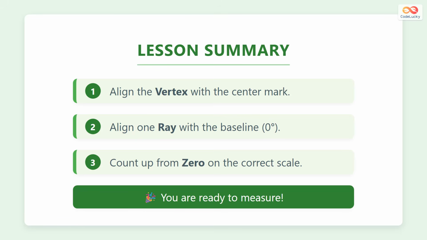To recap, always align the vertex with the center mark. Align the baseline with one ray. And finally, count up from 0 on the correct scale to find your measurement. With a little practice, you will be a pro at measuring angles.